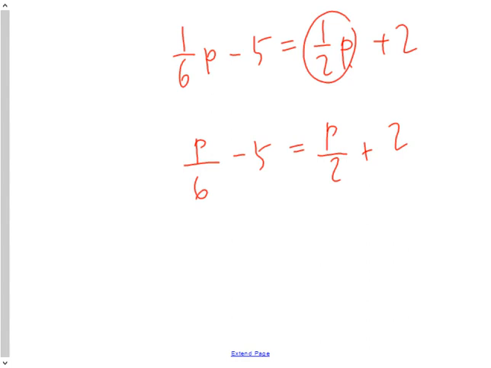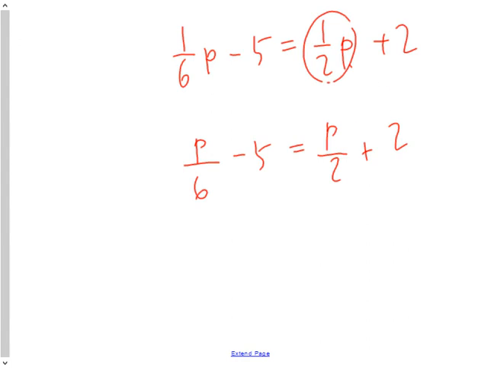Now, there's various ways you could do it. You could subtract a half of p from both sides. That will work. Again, if you want to do it that way, you could subtract a half of p, subtract a half of p, keep your denominator, and subtract your numerators. The only problem is now I have a fraction that's less than a half, and I'm going to end up with a negative fraction, and I hate subtracting fractions when I end up with negative values.